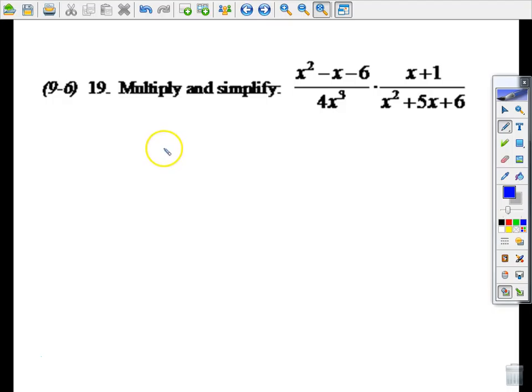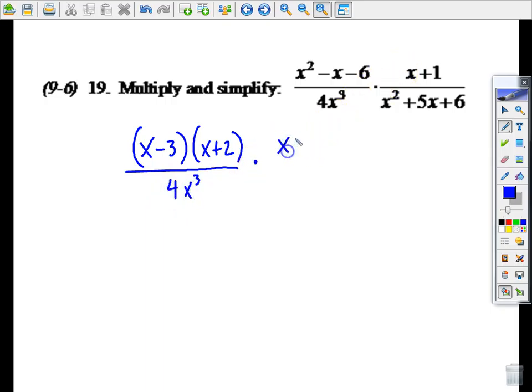All right, number 19. This is just going to be an exercise in factoring and canceling. If you can factor, these should be pretty easy for you. Let's factor this first numerator. That's an Algebra 1 type factoring deal. Factors of -6 that add up to -1 are -3 and +2. This denominator 4x cubed is prime. X plus 1 is prime. This factors into two linear binomial factors, x plus 3 and x plus 2.